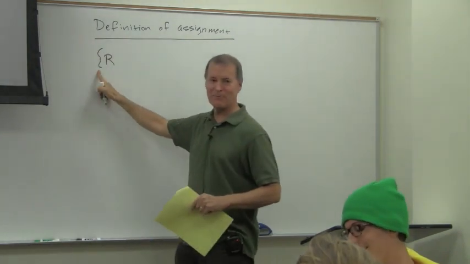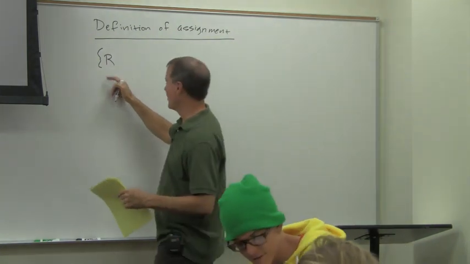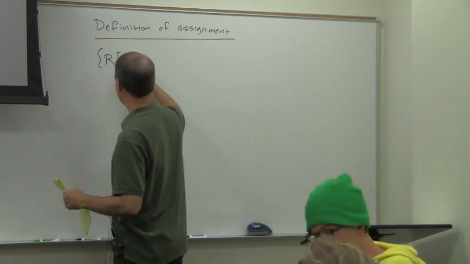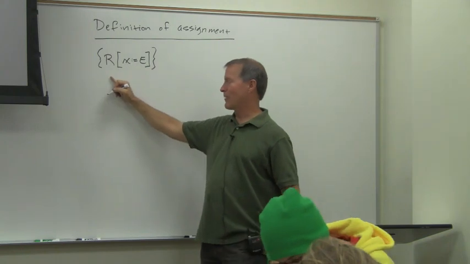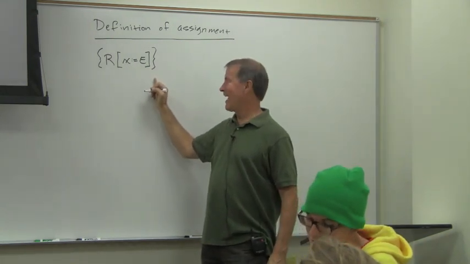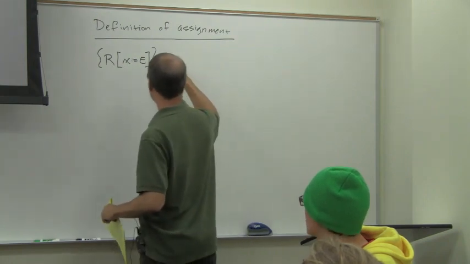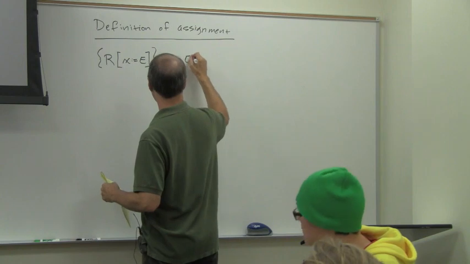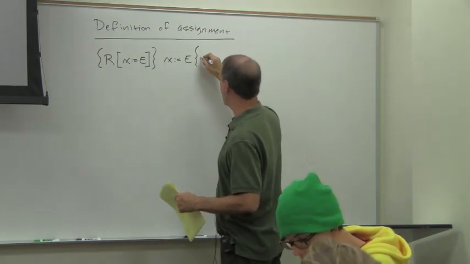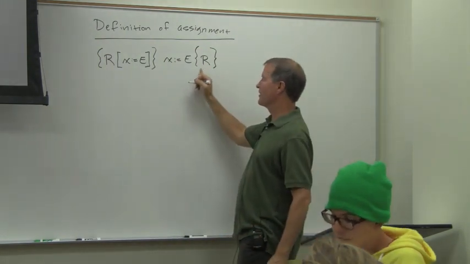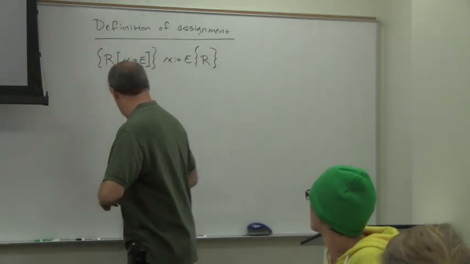R. Okay, so this brace means we're writing down a precondition of a Hoare triple. And here we have R, and guess what we have here? Textual substitution. X replaced by E, textual substitution, close brace. So this is the precondition, and we have a textual substitution here. And now here we're going to have our assignment statement. X gets E, so that's our statement. And then here is our postcondition, and this is R. So this R is the same as this R, but this R has X replaced by E in it. Now, we have to point out one important thing here.